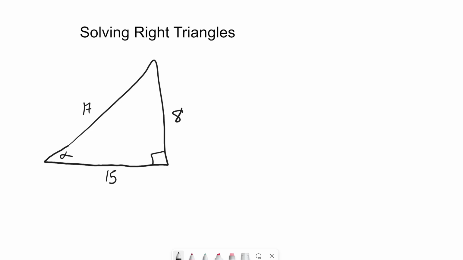In this video, we're going to look at solving right triangles. If you recall, we looked at SOHCAHTOA previously, and SOHCAHTOA can be used to help us find our trig ratios. In this instance, it's going to be important for us to highlight our corresponding sides.